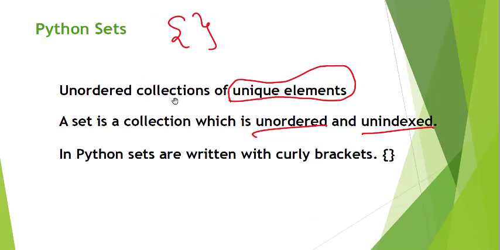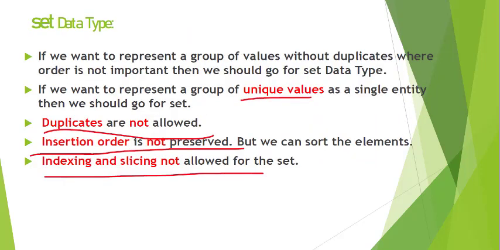Now there are sets, which are an unordered collection of unique elements. Okay, they are unordered and unindexed, and we write them in curly braces: square brackets for the list, parentheses for the tuple, and curly braces for the sets. So when you want a group of values without duplicates, and order is not important, then we go for the data type set.